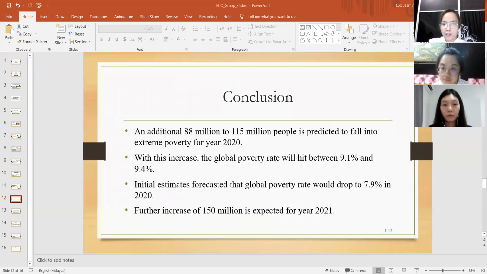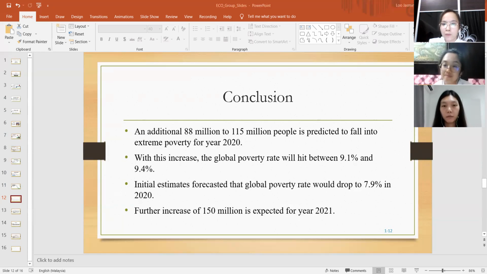In conclusion, the COVID-19 pandemic is estimated to push an additional 88 million to 150 million people into extreme poverty this year, with the total rising to as many as 150 million by 2021, depending on the severity of the economic contraction. Extreme poverty, defined as living on less than $1.90 a day, is likely to affect between 9.1% and 9.4% of the world population in 2020.